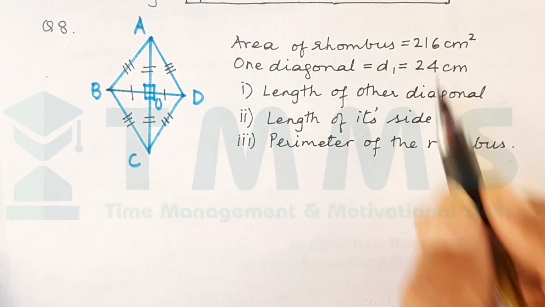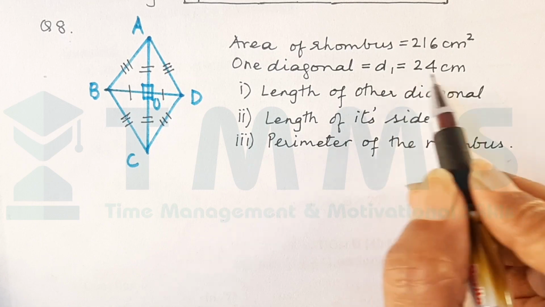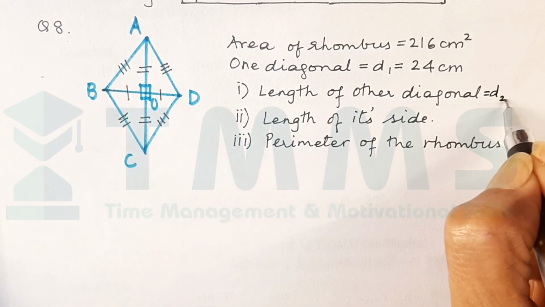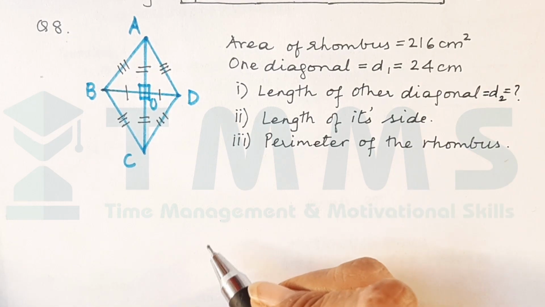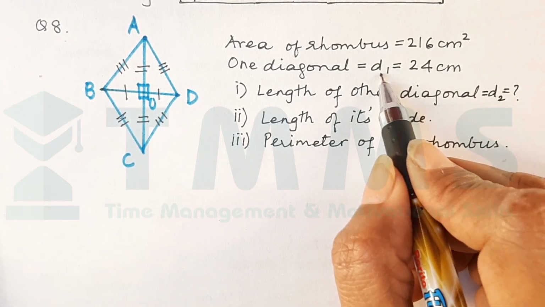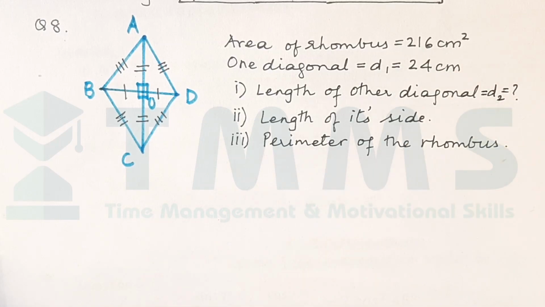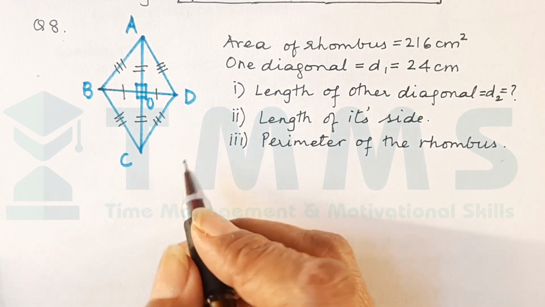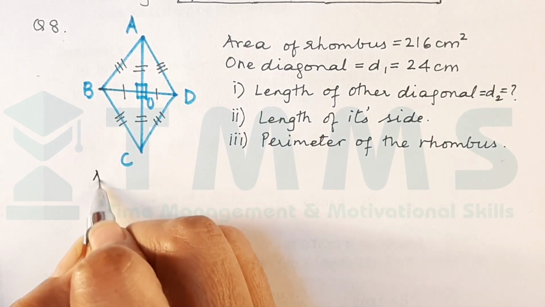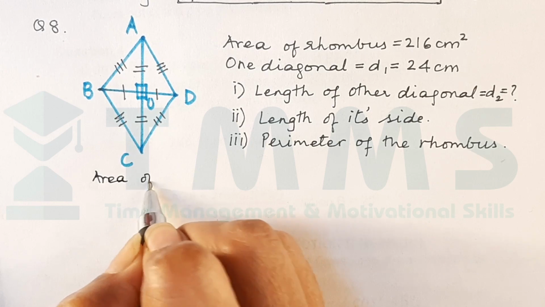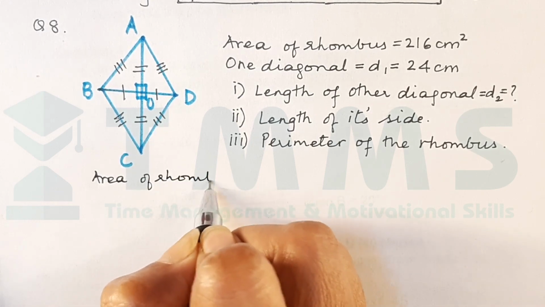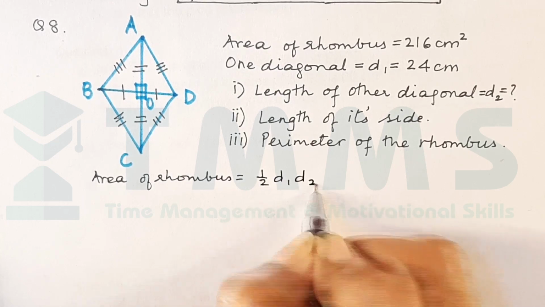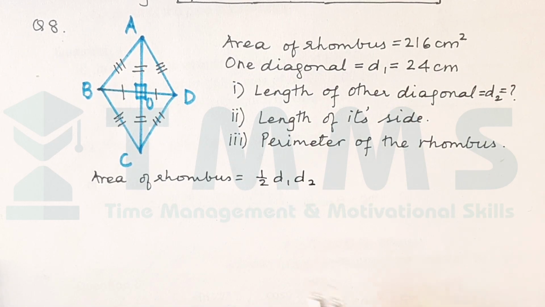The area of the rhombus has been given and one diagonal D1 has been given. Length of the other diagonal means D2 we have to find. So how do we connect D1, D2 and the area? Remember your tip number 1, know your formulas well. So we will write area of rhombus is equal to half D1 D2. This is our formula. Do you remember the formula?